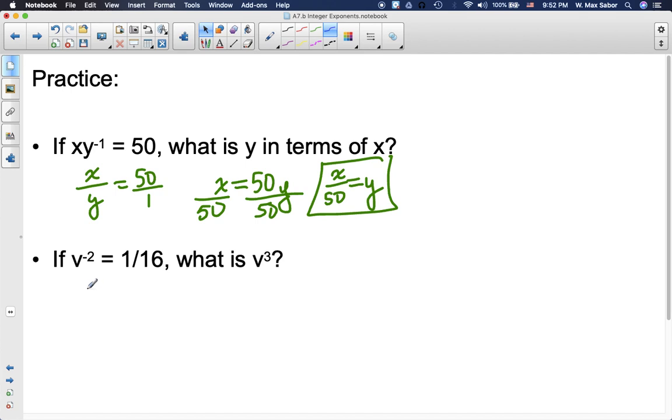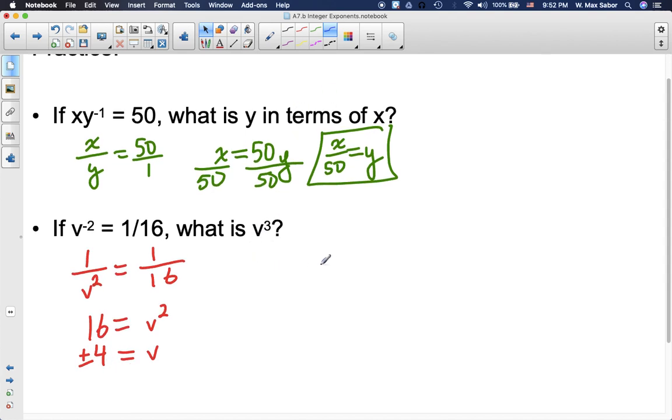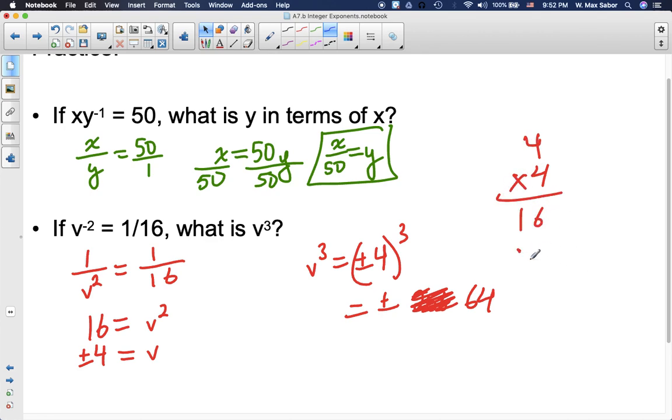Here, what is v cubed? v to the negative second power is 1 over v squared, and that's 1 over 16. If we cross multiply, we get 16 equals v squared. So v equals plus or minus 4. When we're trying to find v cubed, v to the 3rd power will be plus or minus 4 cubed, which is 4 times 4 is 16, times 4 is 64.